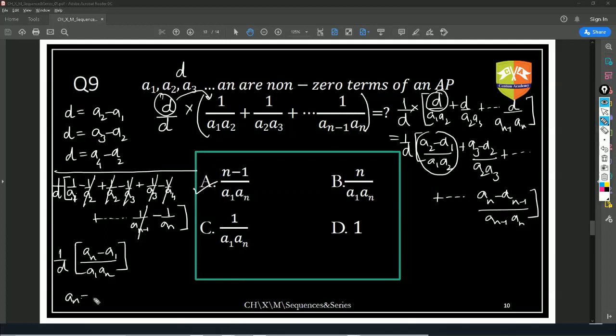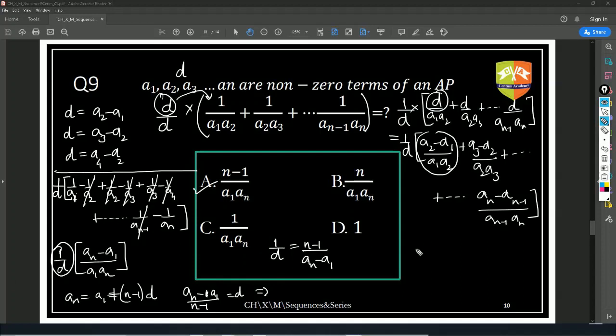a_n is simply a_1 plus (n minus 1)d. So a_n minus a_1 by n minus 1 is equal to d. Hence, this implies, let me write it here because I have small space, 1 by d is equal to (n minus 1) by (a_n minus a_1).